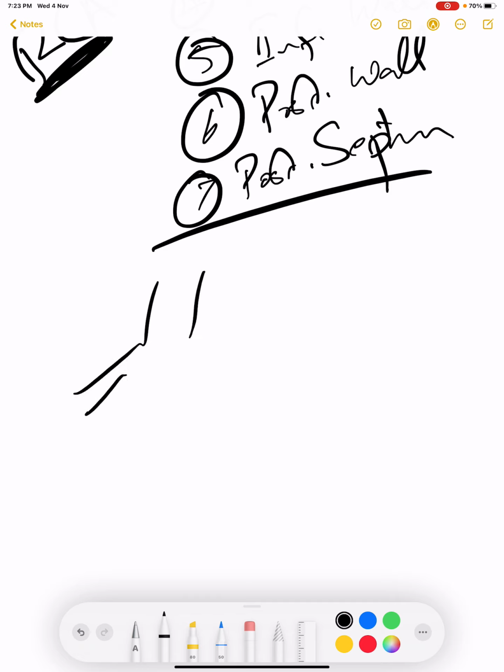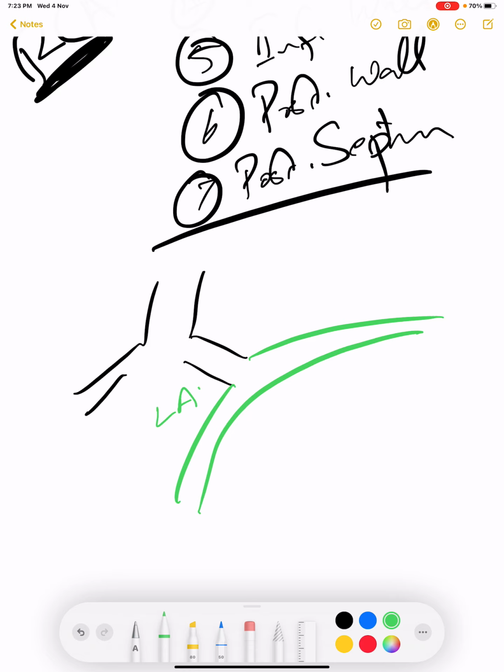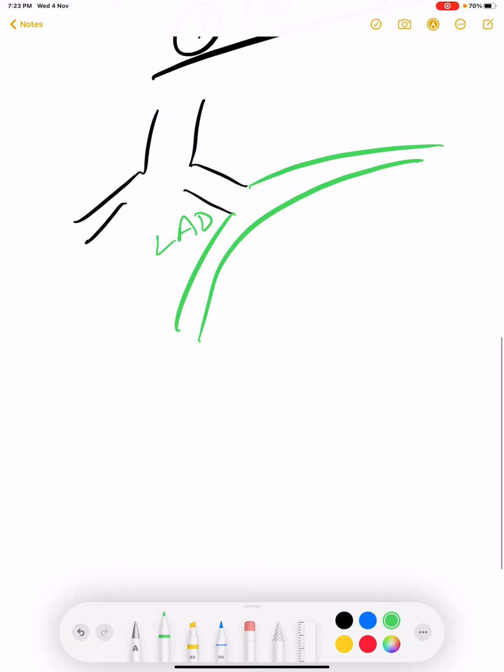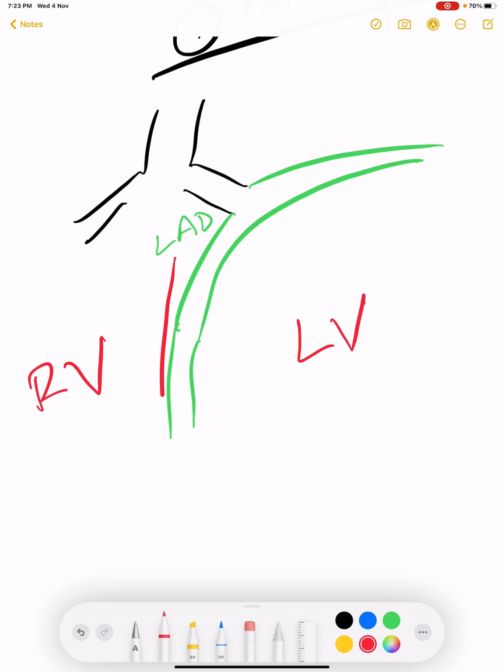This was the right, and this was left main, and as I told you, it has two arteries. So left anterior descending I will discuss now. It continues in the interventricular area. On this side there will be right ventricle, on this side there will be left ventricle, and this will be the area of septum, and it will continue along that.